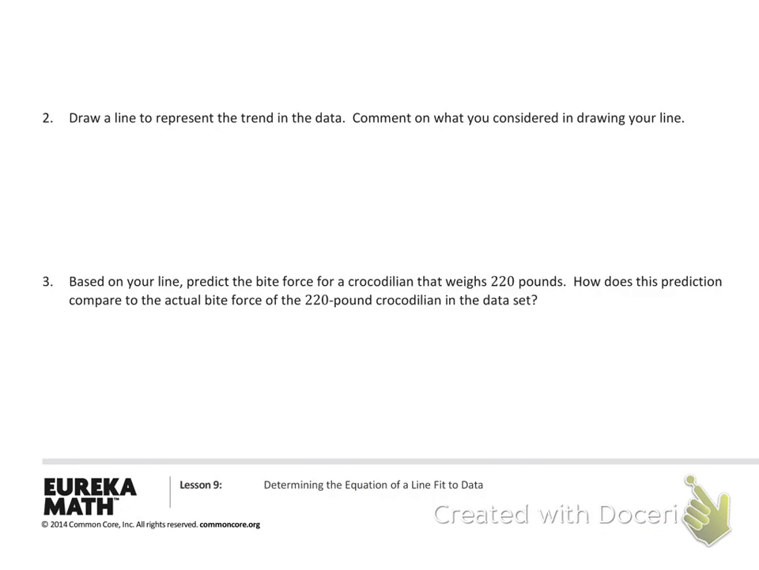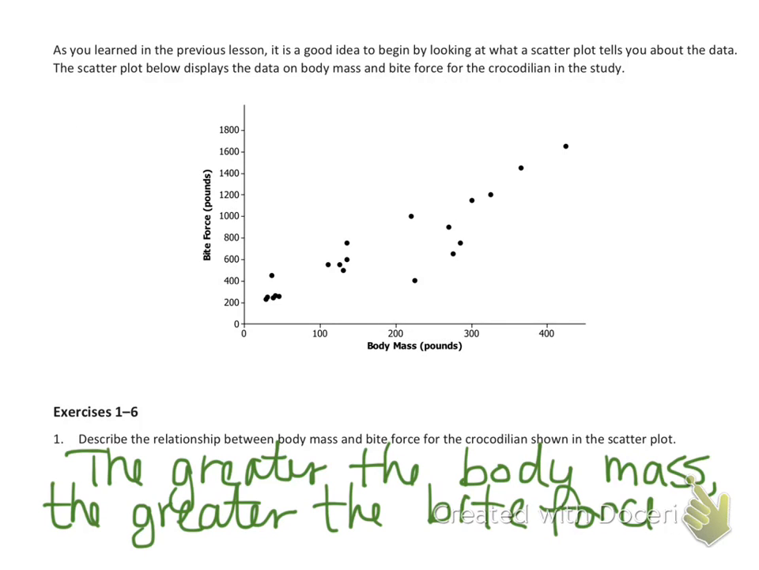All right. So we're also asked to draw a line to represent the trend in the data, and then talk about what you considered in drawing your line. And then based on your line, predict the bite force for a crocodilian that weighs 220 pounds. How does this prediction compare to the actual bite force of the 220-pound crocodilian in the data set? Okay, so we're going to come back over here and draw a line to fit that data. So go ahead and pause and do that now, and then using your line, predict the bite force of the 220-pound crocodilian.